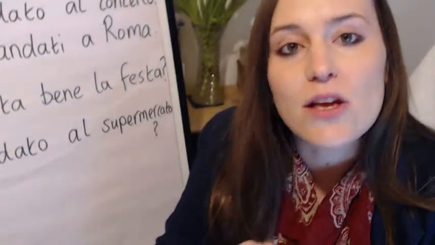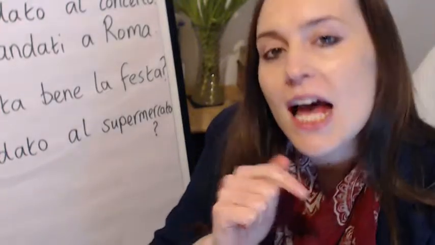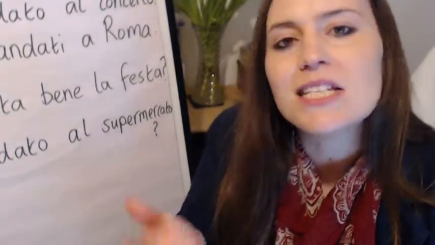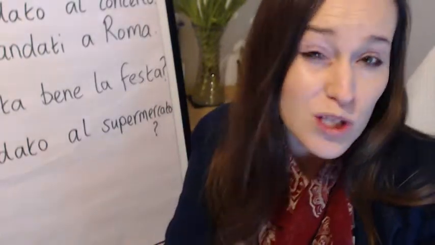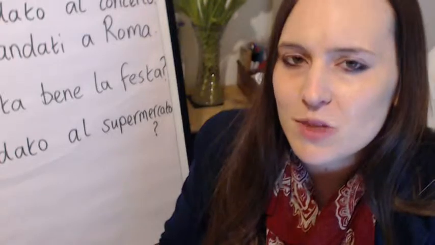tense, you will need to know that you use essere as the auxiliary verb, and just pay attention, because if you're a lady, describing where you went or what you did with verbs that take essere, you need to put an A at the end of the past participle.